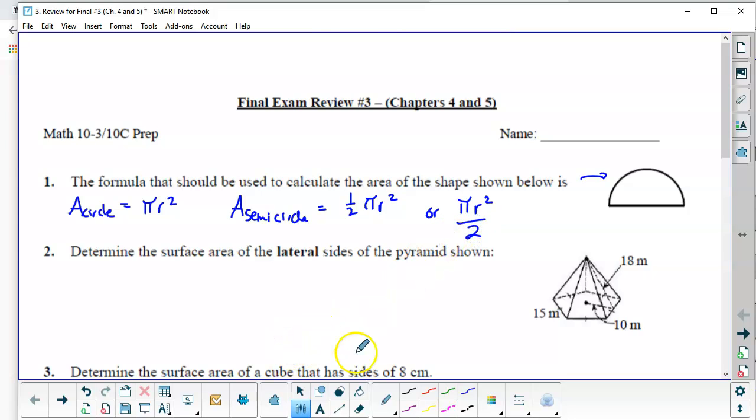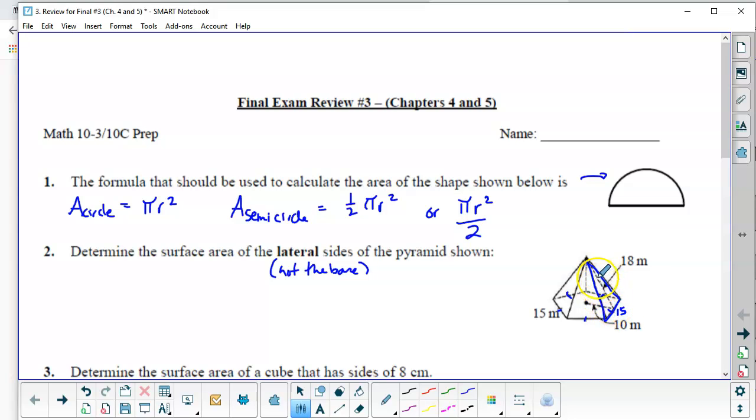That's the same. All right, next one, it says determine the surface area of the lateral sides of the pyramid shown. So that means not the base. So that means all of these triangles. So take a look at it. Remember the dashes means that all of those lengths are the same. So they're all 15. Okay. So if we take a look at this triangle on the side here, this is going to be 15. And the height of that triangle is given. It's 18. It's not the height of the pyramid, it's the height of the triangle.